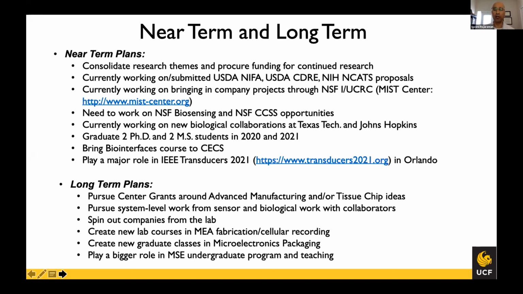And the long-term goals are, of course, to develop more lab-based classes and also to do more system-level work. We can do a lot of sensors and a little bit of biology, but we would definitely need help in computation and other kinds of advances on top of these systems.